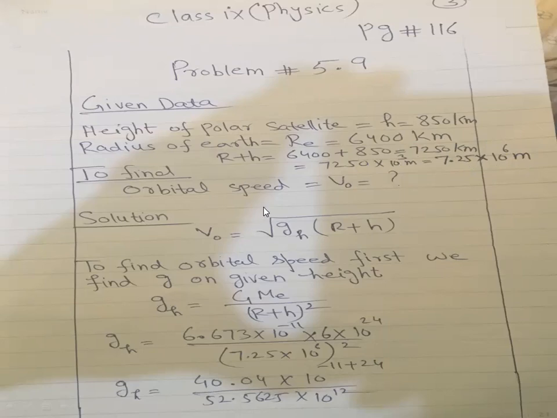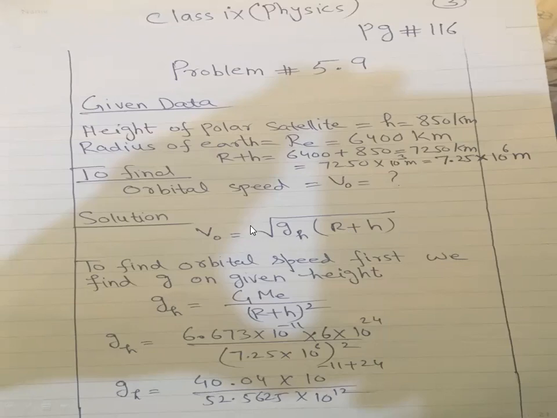In this numerical, we need to find orbital speed, and orbital speed is denoted with the letter v naught, where o stands for orbital. You can verify this formula on page number 113 under equation 5.11. If you open ninth class page number 113 and see equation 5.11, v naught is equal to the square root of g_h times (R plus h). You can find this formula on page 113 of the ninth class book.